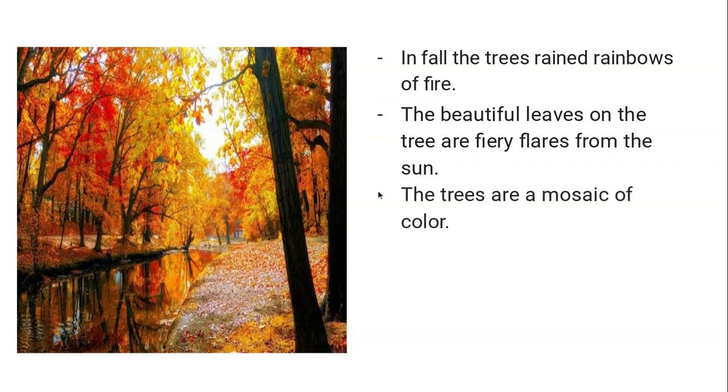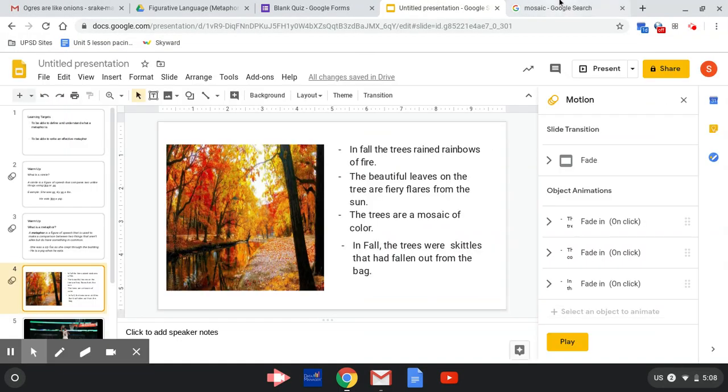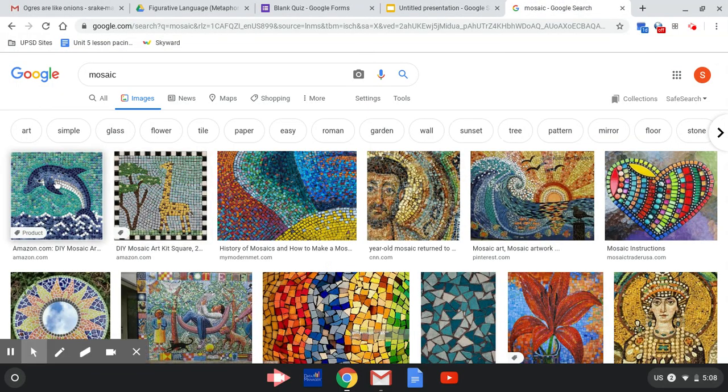Next. The trees are a mosaic of color. Do you know what a mosaic is? A mosaic is one of those pictures that use small pieces of either tile or glass to create a larger picture. So here are some examples of mosaics.